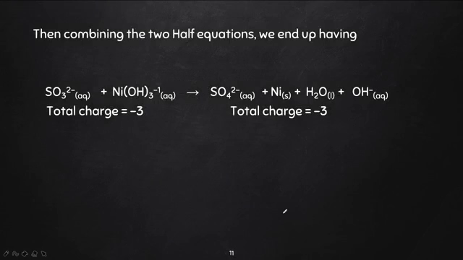So now we're combining both equations. We've combined them and we end up with something like this. So these are the products formed from our total equation. You want to calculate the resultant charge.